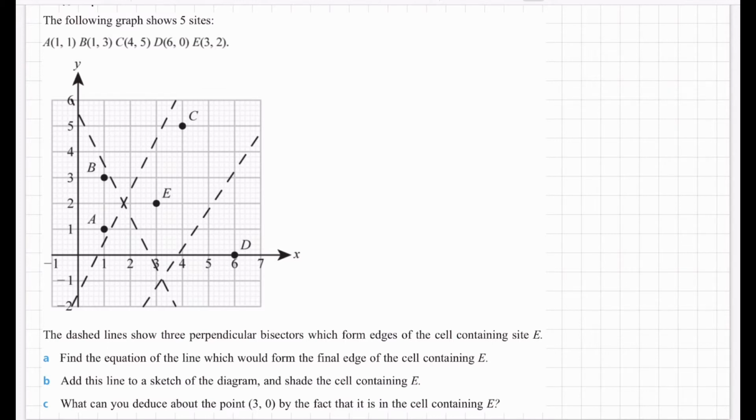Looking at this diagram, you can see we don't have the perpendicular bisector between E and C. We have the perpendicular bisector between E and D, E and A, and E and B. We need to find the one between E and C. So first of all, to find a perpendicular bisector, we need to find the midpoint.